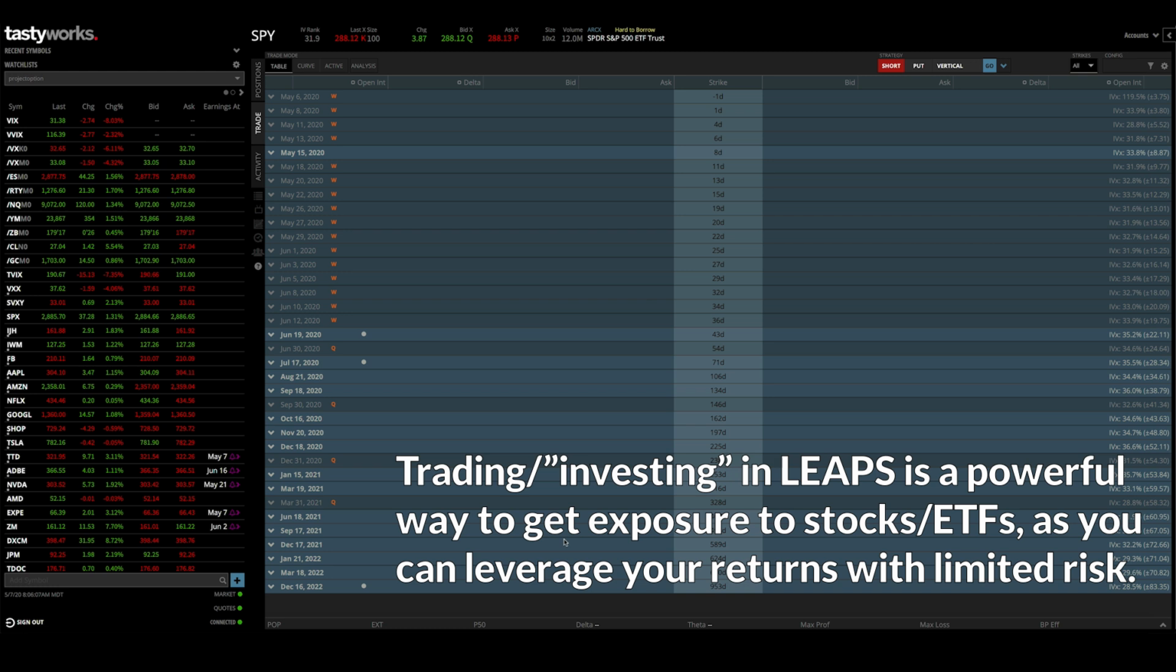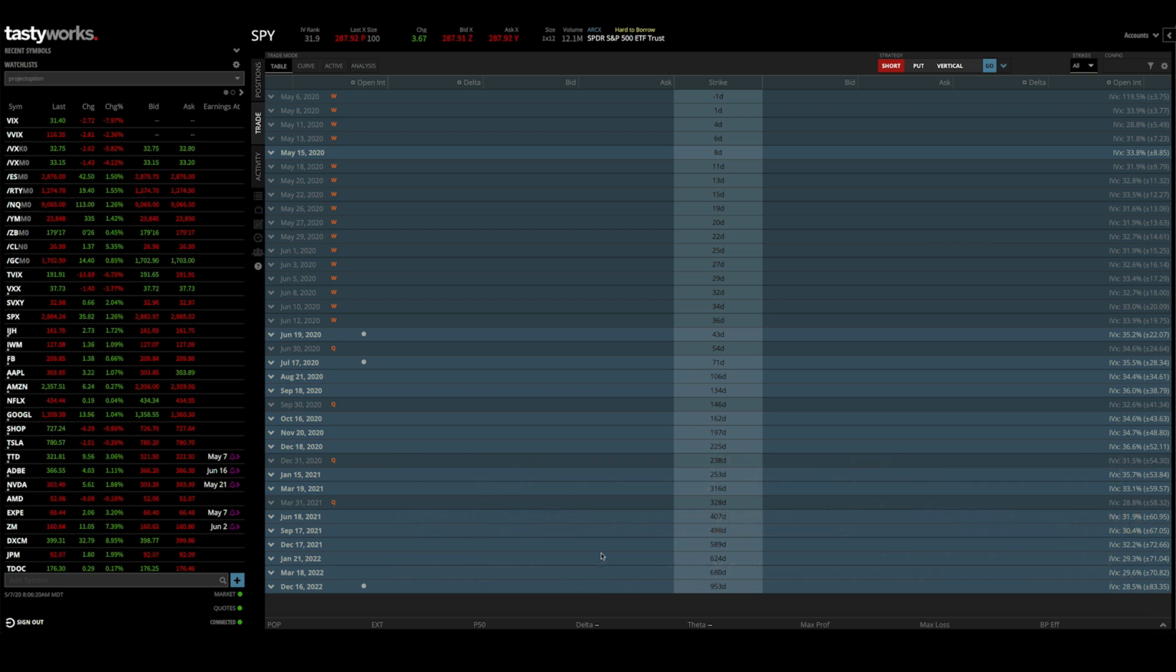So by purchasing a LEAP call option, for example, if SPY goes up 10%, the LEAP call option that I buy is going to experience a far greater return than 10%. And we'll look at some examples of that in just a moment, and I'll show you how you can actually put the option price on the chart so that you can see the price changes of the LEAPS. But let's go ahead and compare a few things here.